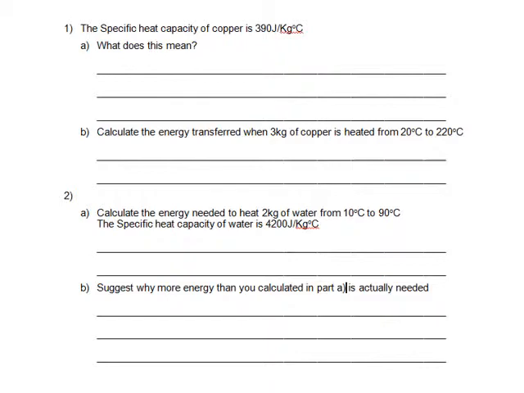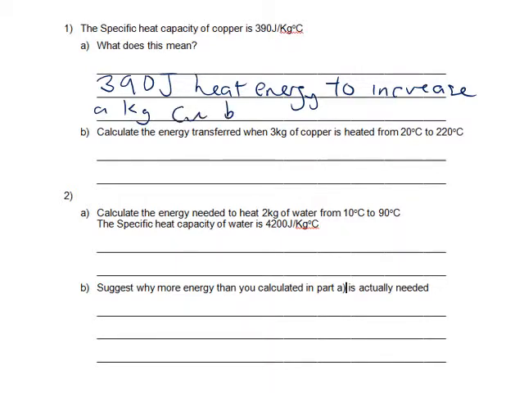Okay, so welcome back. So what does this mean, this 390 joules per kilogram per degree Celsius? Well, it means essentially that it takes 390 joules of heat energy to increase a kilogram of copper by 1 degree Celsius. That's what the specific heat capacity means in that particular example.